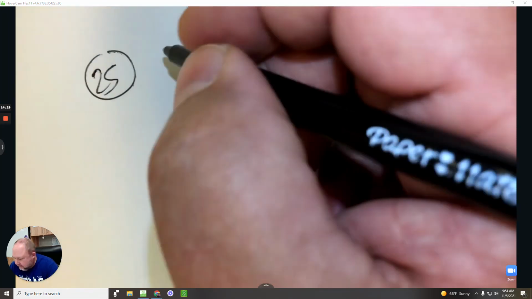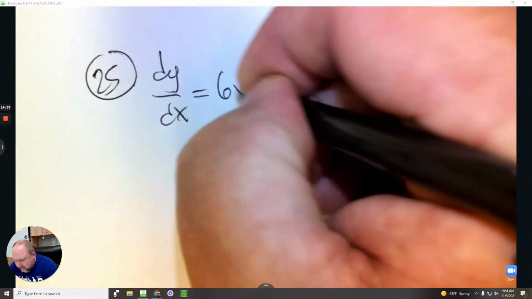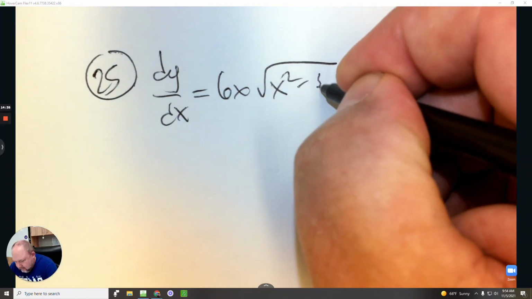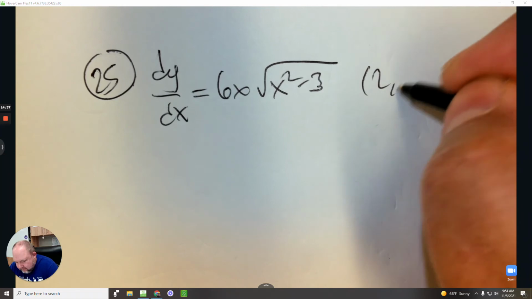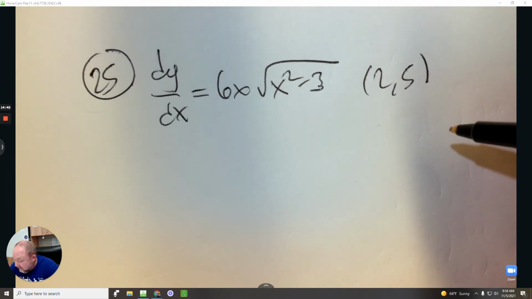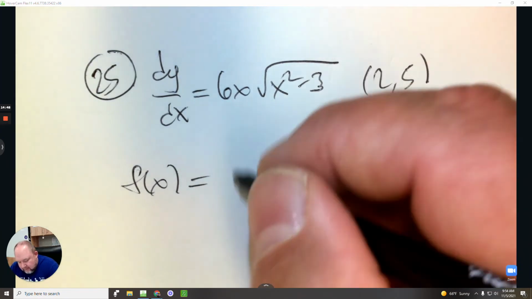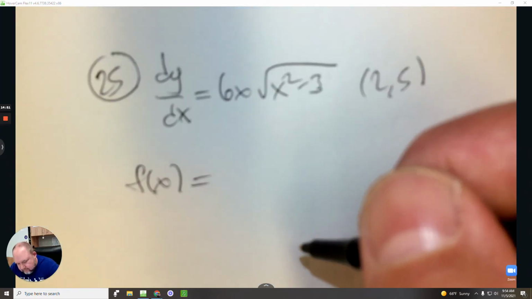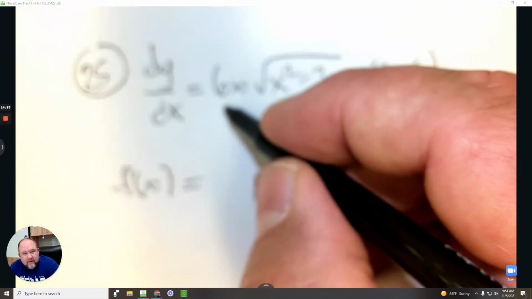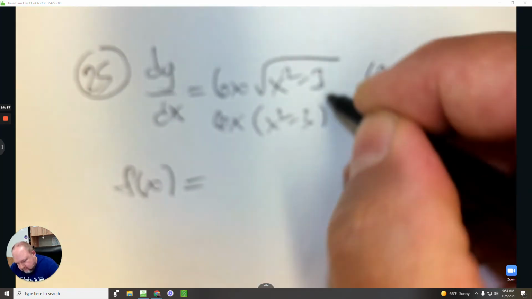25, this will be your last one. And then I'll do another video for 26 and on. So the derivative is this. And you have a point, 0.25, and you're supposed to find the function. So to find the function, I'm going to integrate this. And so I need to write it friendlier.